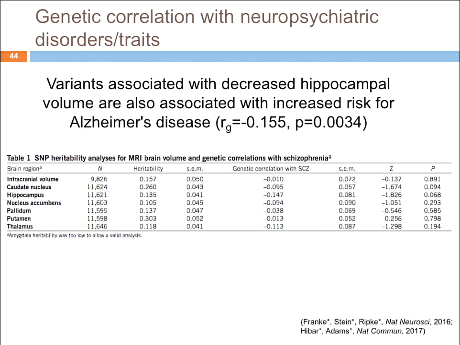But here, again, is an example with schizophrenia and looking at multiple different subcortical structure volumes. And the genetic correlations with these are all also pretty low and none of them significant, despite the fact that there are differences in volumes between cases and controls.